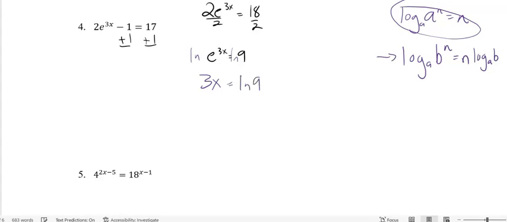So on the right-hand side, that's just a constant, natural log of n. And then I divide by 3. And I'll leave this one as exact. If you want the approximate, you plug that into your calculator.